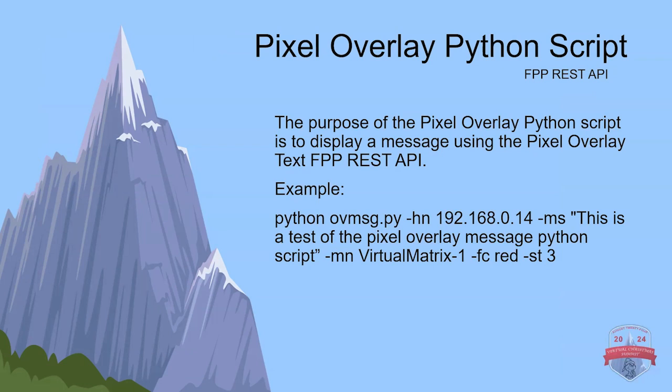So what is this script all about? Well, the purpose of this pixel overlay script is to display a message using the pixel overlay text in the FPP REST API. So this is an example of running the Python script that I created. And you give it a host name, the message you want to overlay, and the model name of the virtual matrix that you want to put it on. And I'm picking a font color of red and a state of 3. And basically there's 3 states, and we'll get into the options for this script.